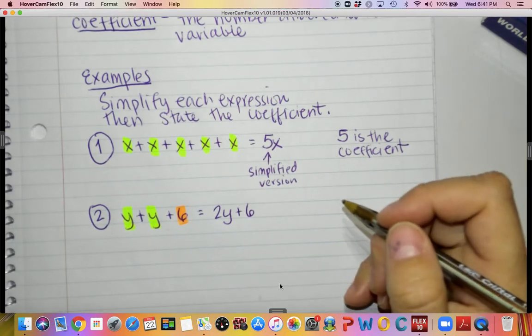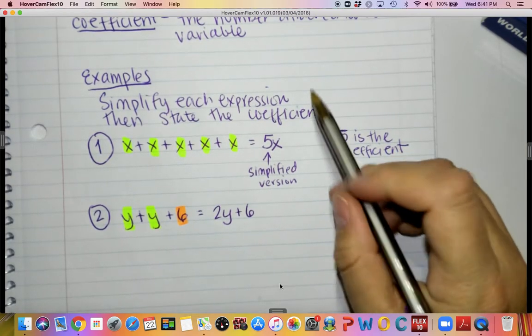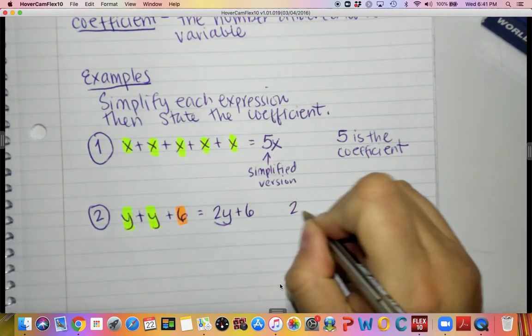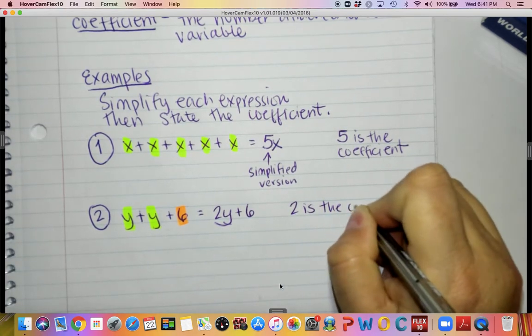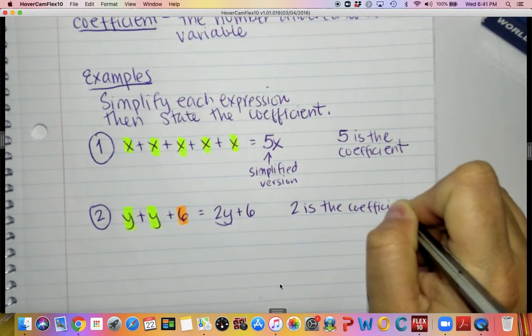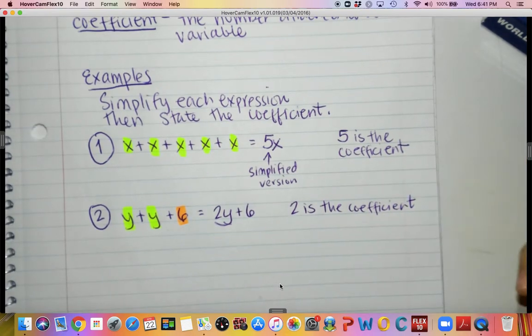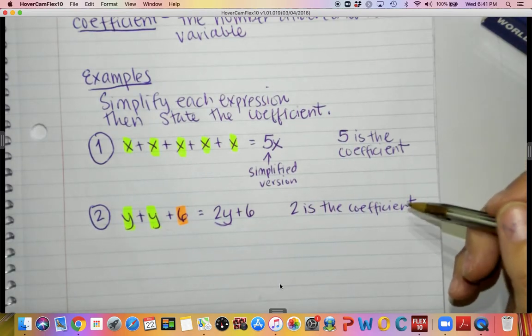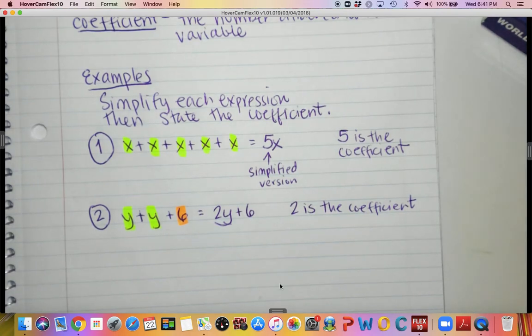What is the coefficient? The coefficient has to be attached to a variable. So in this case, 2 is the coefficient. I might not have a coefficient. If it's a letter by itself, technically a letter by itself means there's only one of them. So 1 would probably be the coefficient for most things if there isn't one.